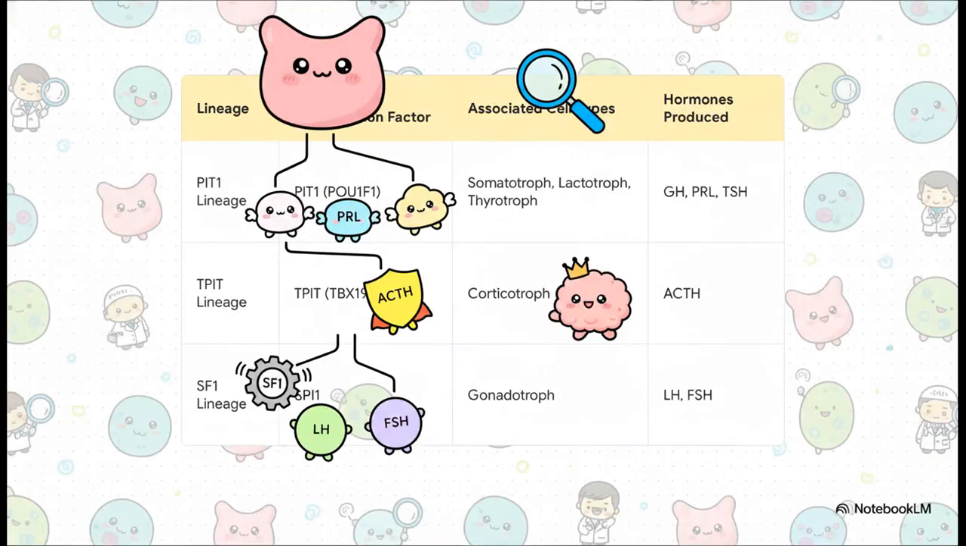Now, this table might look a little dense, but what's really crucial to grasp here is just how elegantly the anterior pituitary is organized. Think of it like a family tree. Its cells develop into 3 major lineages, and each one is driven by a master transcription factor. The PIT1 lineage gives us the cells making GH, prolactin, and TSH. The TPIT lineage produces corticotrophs for ACTH, and the SF1 lineage, that governs the gonadotrophs making LH and FSH. This isn't just academic trivia. This lineage system is now fundamental to how we classify and diagnose these tumors.